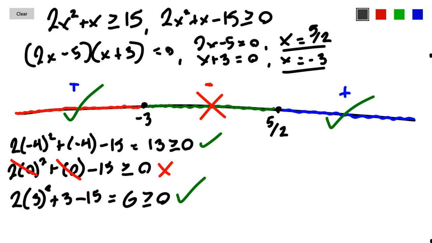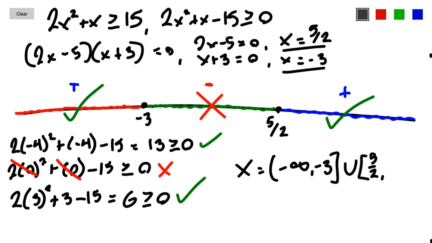So x can be the two end intervals that we have on our number line. So to represent that in interval notation, I'm going to write the smaller interval first, which is going to be from negative infinity all the way up to negative 3. And since we have a greater than or equal to symbol, this endpoint is included. And it's the same story for the other interval. So I have 5 over 2 as my lower bound, and every number greater than that is also valid.